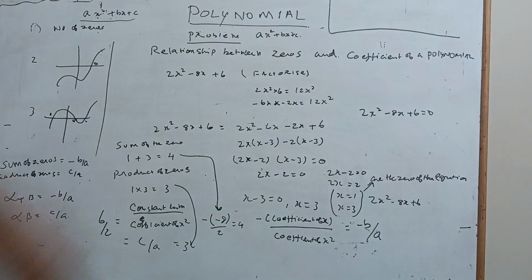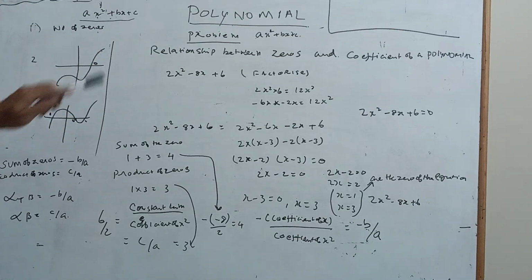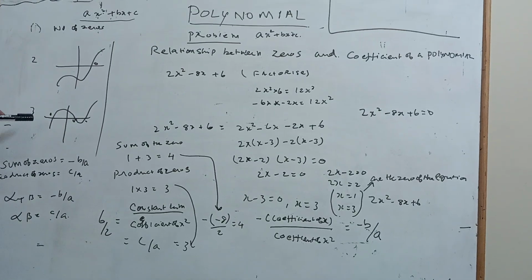Now in your book they have asked, there is an exercise, how many zeros are there? This is the second problem, this is the third problem. So how many zeros are there? This graph cuts x-axis at one point. So the number of zeros is 1. The third problem, the graph cuts at 3 points. That is this point and this point and this point. So there are 3 zeros. In your exercise it is there just to give an example, for your understanding. You can solve other problems also.